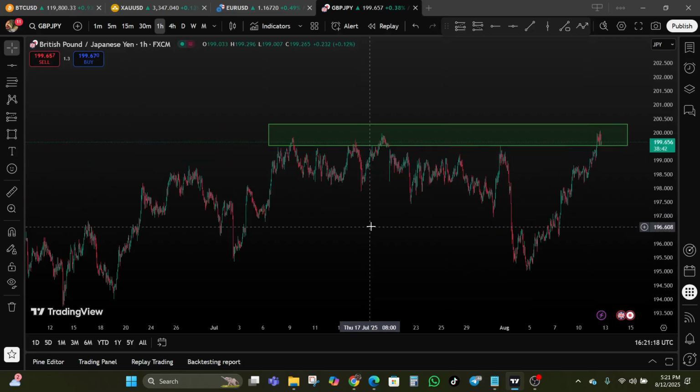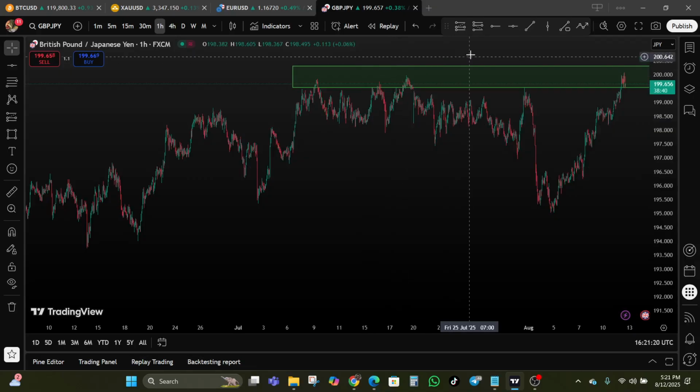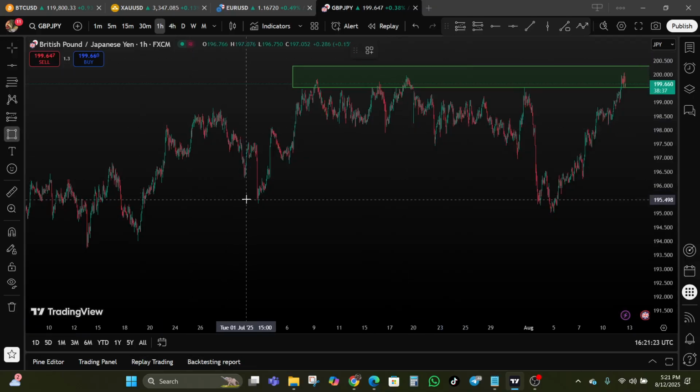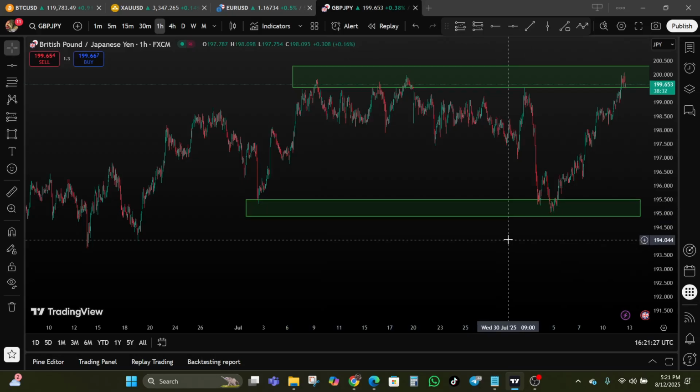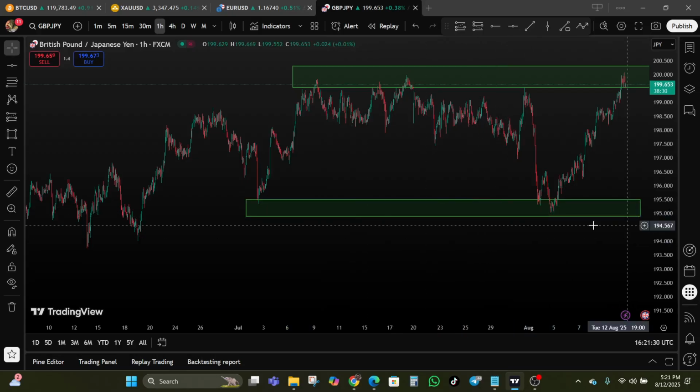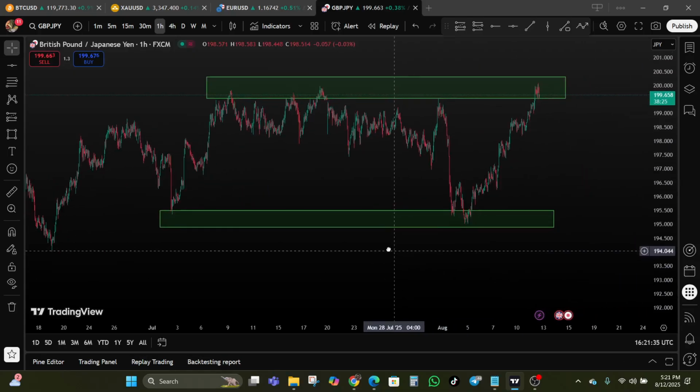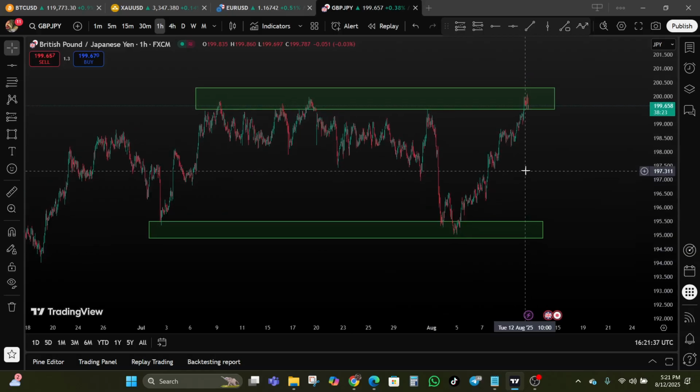Then demand is just the opposite. A demand zone is a zone where buyers are likely to step in and push price up. Now, when price moves strongly away from an area, it often leaves behind a footprint, which is a zone where big orders were placed. And these are the zones that we want to mark and trade from.